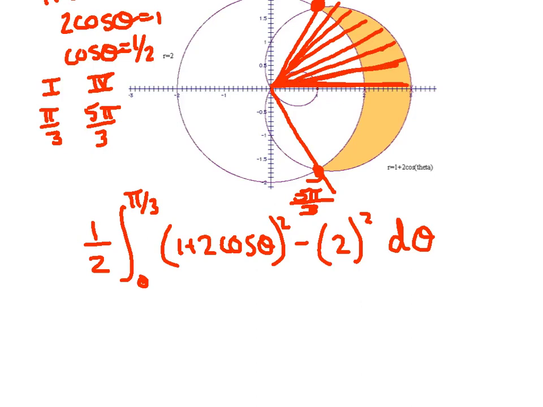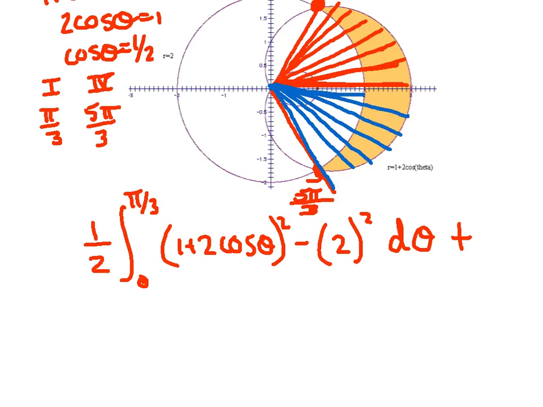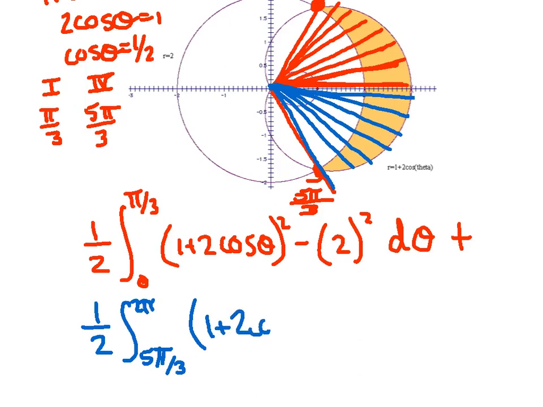Now, if I wanted to add on top of that, switch colors here. Let's say we're going to rotate around, and we're going to start right here at 5 pi over 3, and I think the direction that you move in is important. Notice I'm continuing to rotate counterclockwise. What integral would represent that blue region? Well, let's say 1/2 integral from 5 pi over 3 all the way until you hit 2 pi. And then again, it's still going to be the outer curve squared minus the inner curve squared.